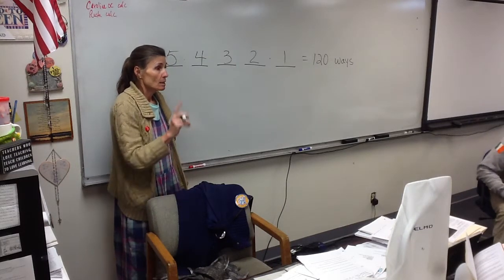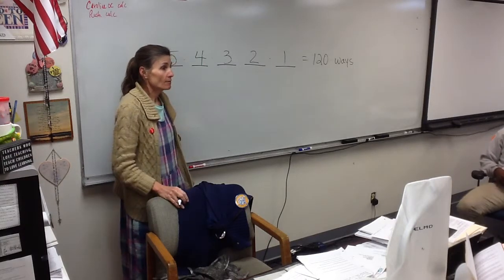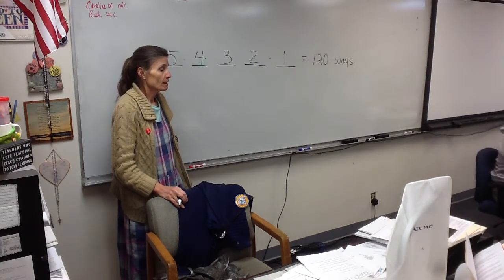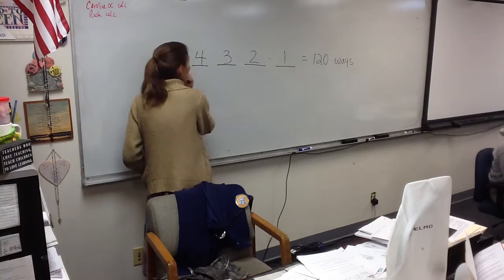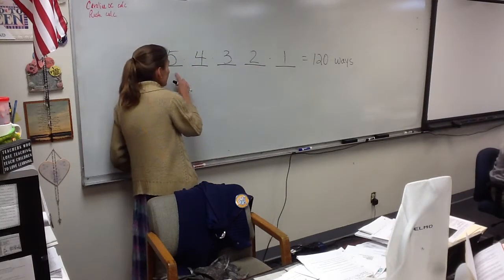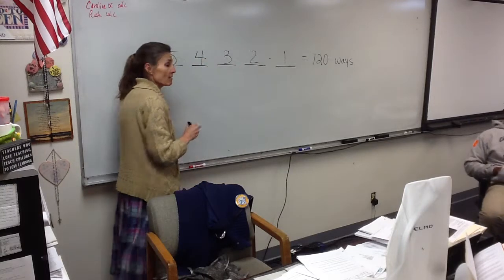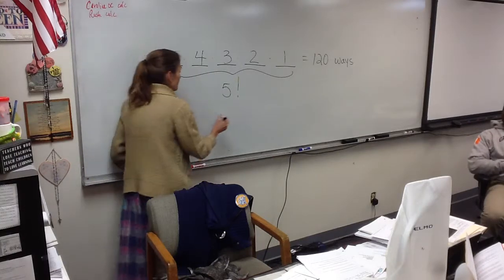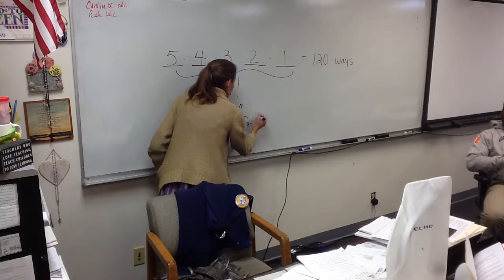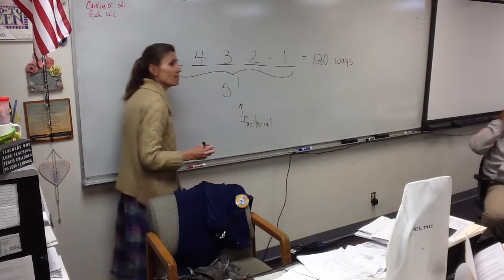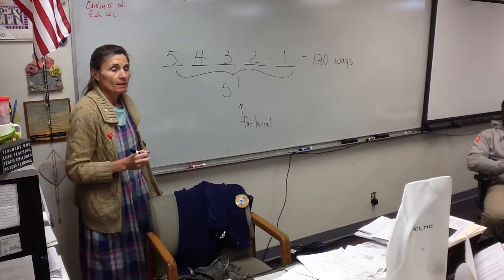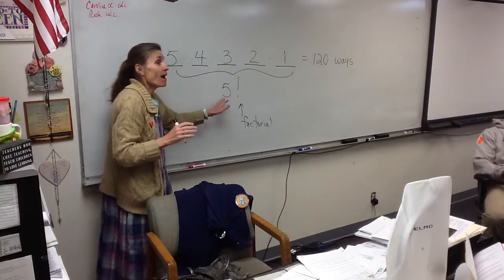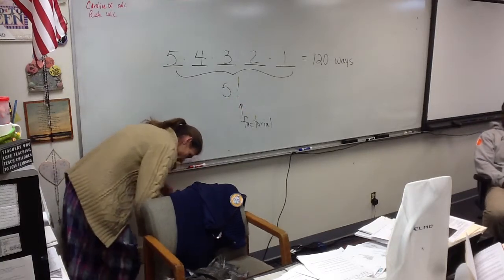Now, if you have your graphing calculator with you, I need you to get it out. This kind of situation where we take 5, 4, 3, 2, 1 and times them all together is called 5 factorial. This is called factorial. It looks like an exclamation point, but we don't say 5. We say 5 factorial.